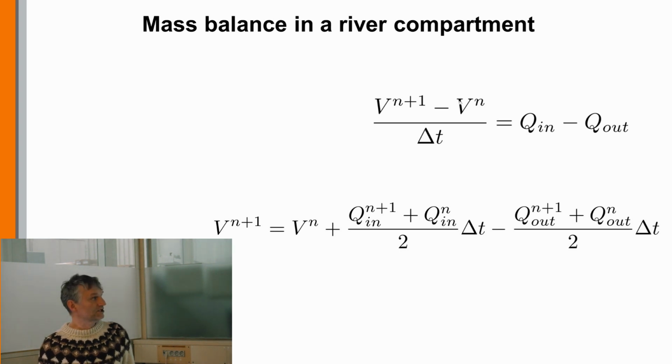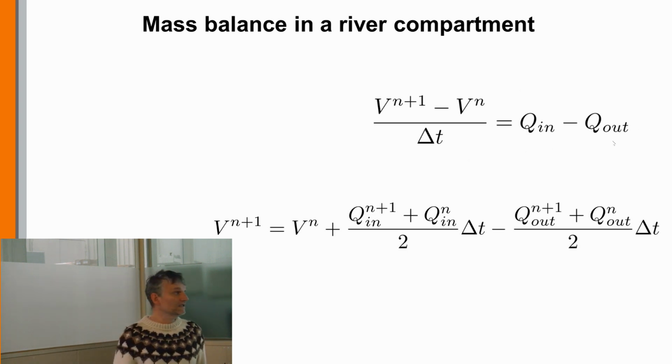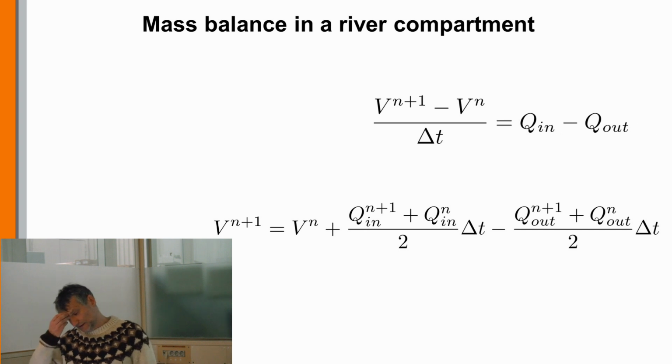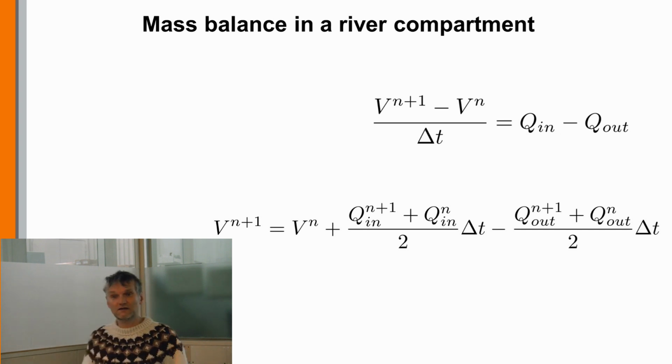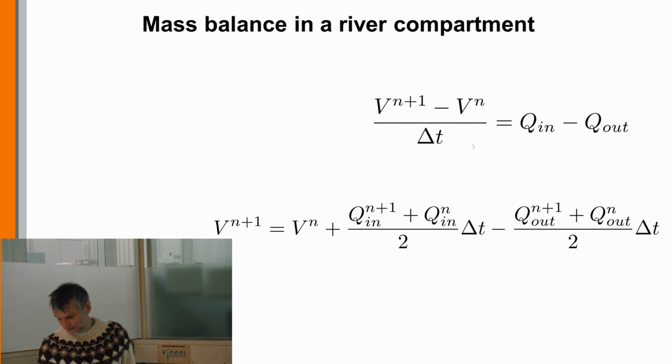This is a derivation of volume change during time. And this is the difference between incoming discharge and outgoing discharge. If the incoming discharge is larger than the outgoing discharge, then the water level will increase. This is a positive number on the right hand side.